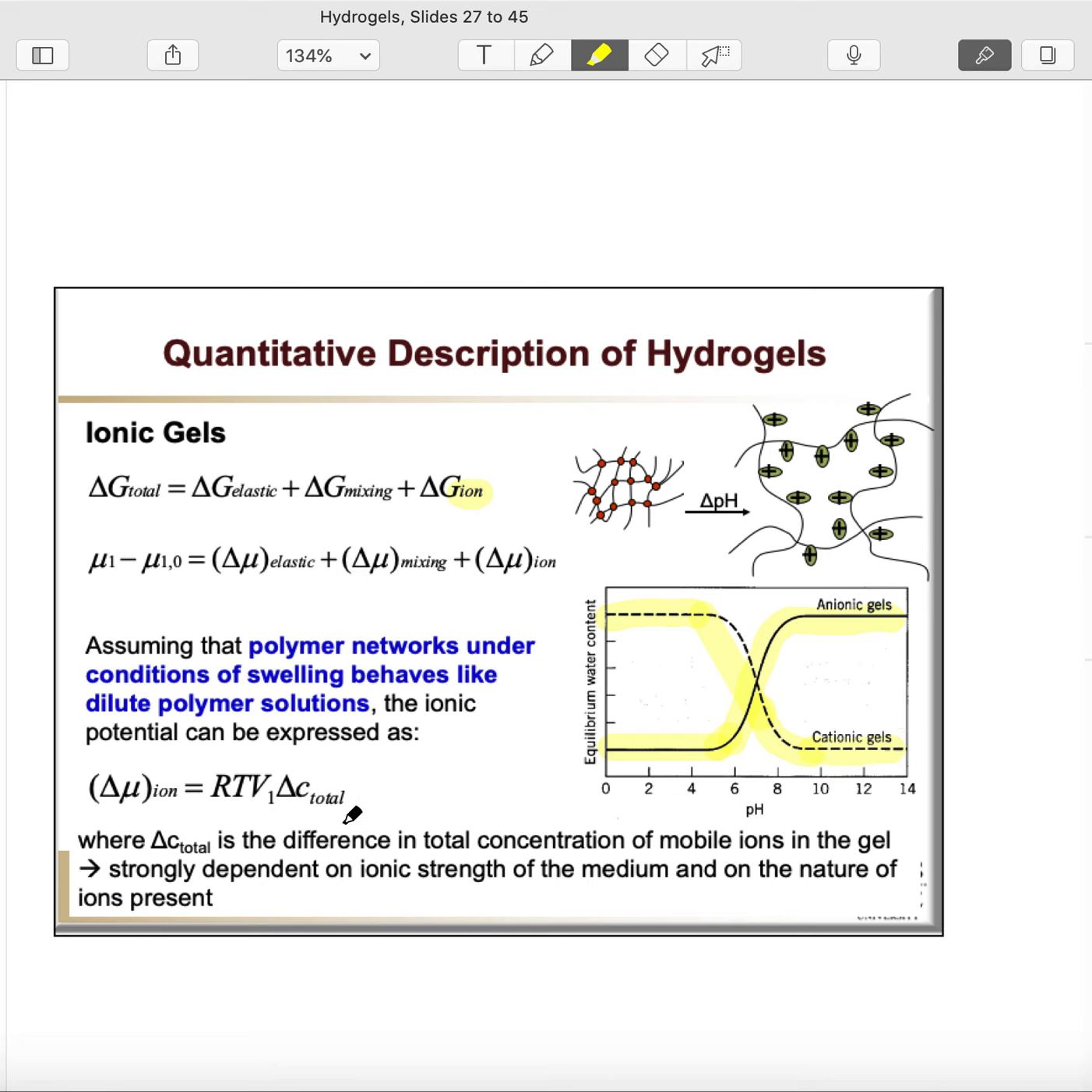So anyways, coming back to the equation, we now have the ionic term for the chemical potential. That chemical potential can be calculated using this equation, where the delta C is equal to the difference in the total concentration of mobile ions in the gel, and is strongly dependent on the ionic strength of the medium, meaning the solution that you utilize for swelling the hydrogel, and on the nature of the ions that are present.